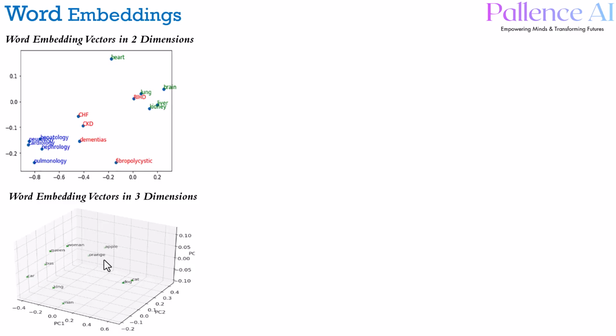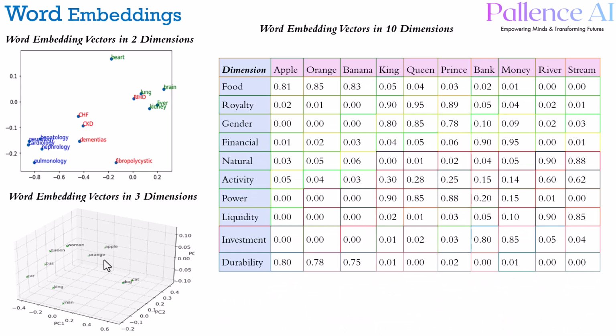Okay. Now, in practice, when we use word embedding vectors, we don't use 2 dimensions or 3 dimensions. We use much higher dimensions. So just to show you the concept, I'm showing you these hypothetical ones. What about 10 dimensions? This is how 10 dimensions would look.